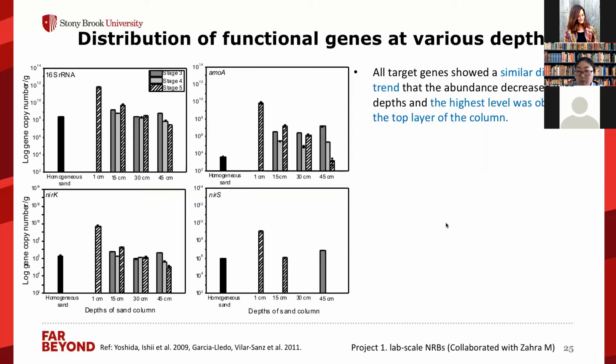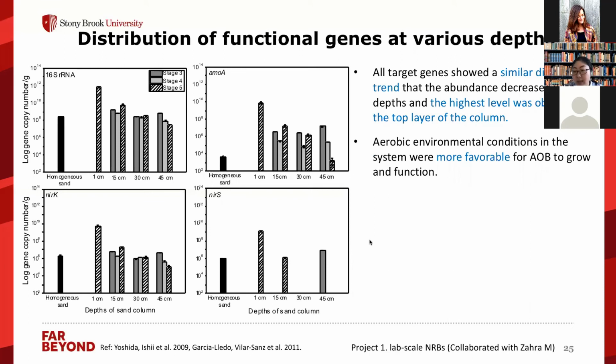The amoA gene is often regarded as the marker of ammonia oxidation, in which ammonia is oxidized to nitrite. As shown in the upper right figure, the gene copy numbers of amoA in these 3 columns were higher than that in the startup homogeneous sand. The results indicated that our sand columns and the aerobic environments were more favorable for AOB to grow and function. Combined with chemical analysis, effective nitrification could be achieved at 15 centimeters of the columns at all stages. Effective nitrification at shallow depths is important in the design of in-ground on-site wastewater treatment systems, especially in regions with shallow groundwater tables. The footprint and the cost of NRBs could be reduced by decreasing the depths.